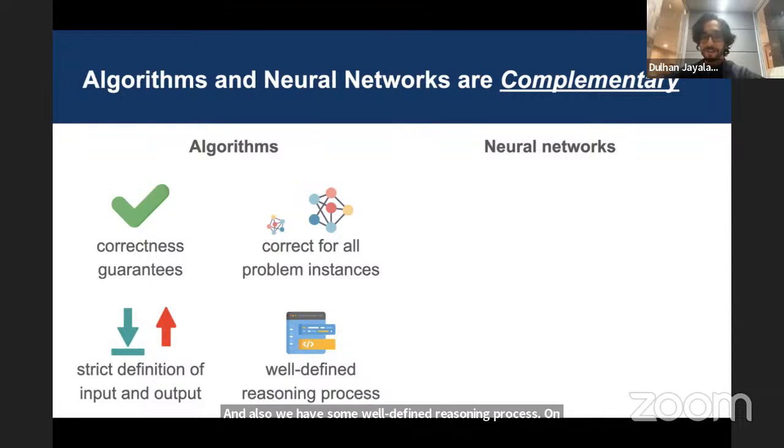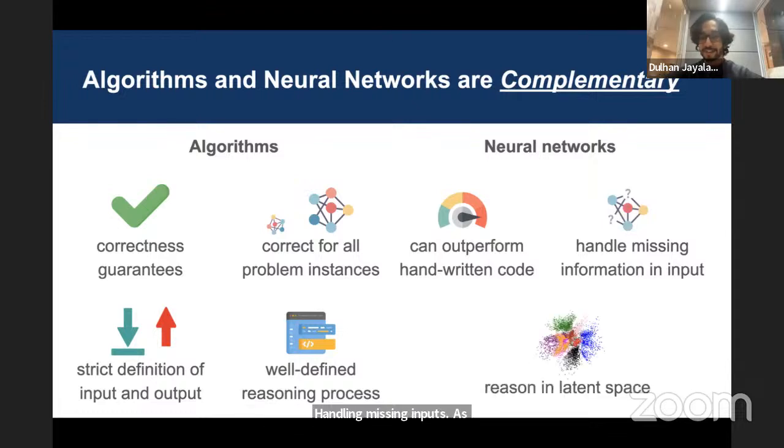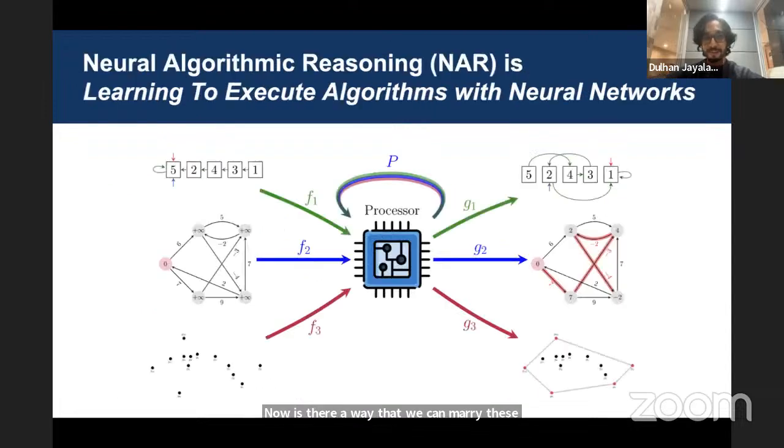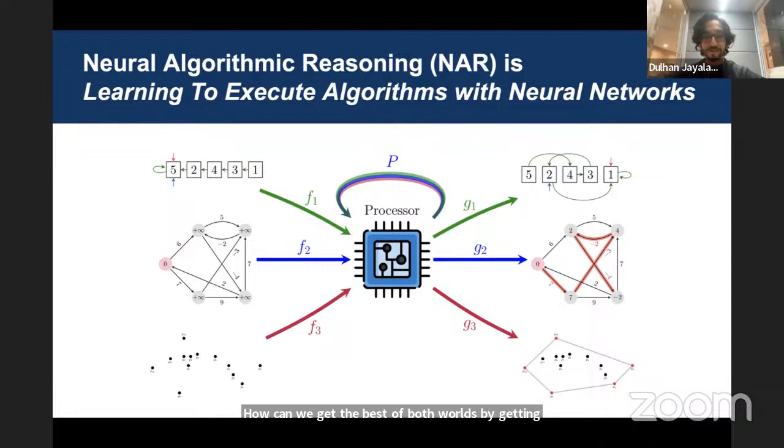On the other hand, with neural networks, we get advantages like the potential to outperform handwritten code when we're learning a solution, handling missing inputs, as well as reasoning in latent space. Handling missing inputs comes from this reasoning in latent space property, which also gives us advantages like the potential to combine behaviors or just modify the latent space in some way. So we've seen that algorithms and neural networks have these complementary advantages. Now, is there a way that we can marry these complementary advantages together? Well, perhaps, and this is what neural algorithmic reasoning studies: how can we get the best of both worlds by getting neural nets to learn how to execute algorithms?